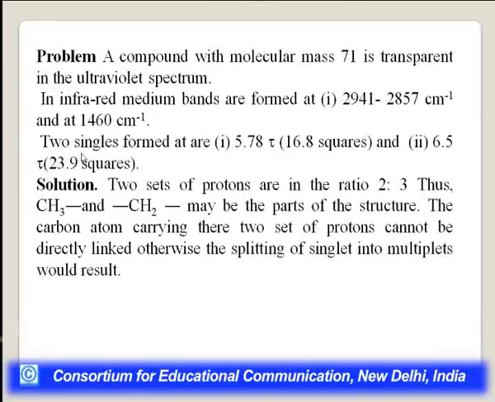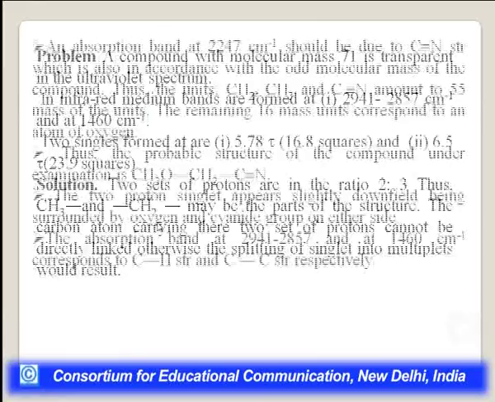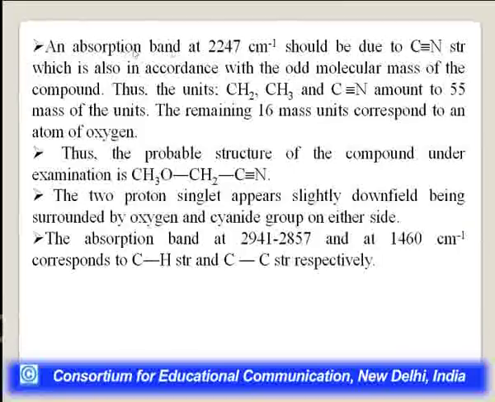But you see there are 2 singlets observed. This will also give a singlet, this will also give a singlet. So these are separated by some moiety. Let us see what that is. An absorption band at a value of 2247 should be due to this carbon triple bond nitrogen, this is cyanide group stretching, which is also in accordance with the odd molecular mass of the compound.